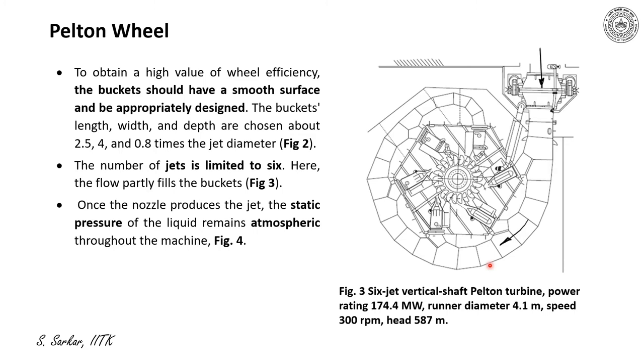Now, I have illustrated a schematic indicating the number of jets. So here, water is being collected and distributed to different jets almost equally. And after jets are produced, the pressure within the Pelton wheel remains constant. Thus, I have indicated here also that the flow partly fills the bucket. Here the impeller is not fully filled like other machines. And once the nozzle produces the jet, the static pressure of the liquid remains atmospheric throughout the machine. And hence, the pressure within the impeller or the rotor remains constant, and thereby the machine is called an impulse machine.